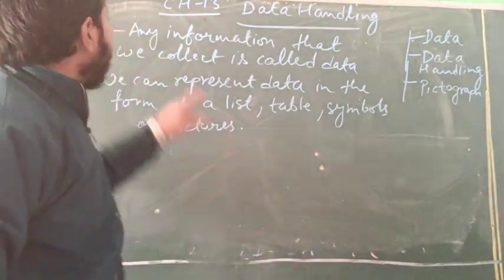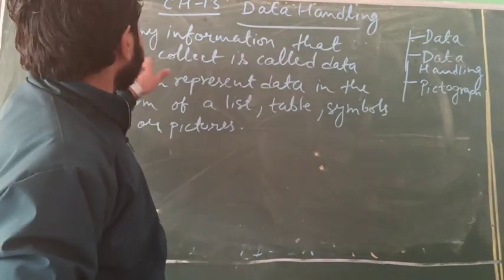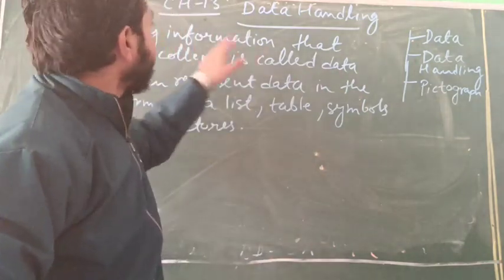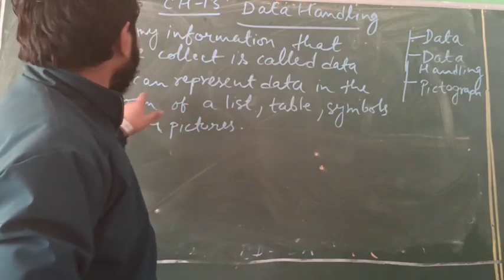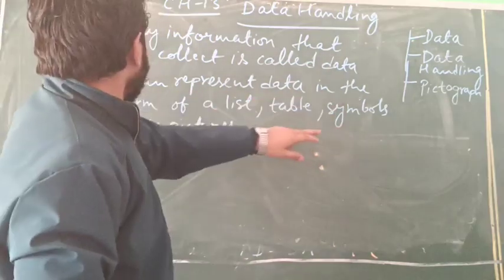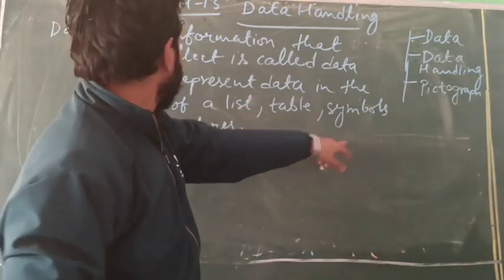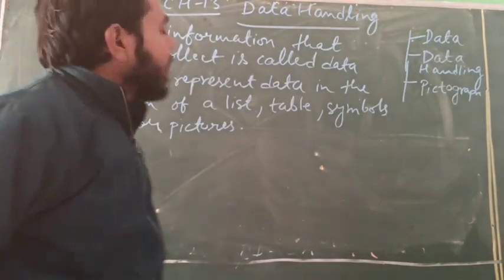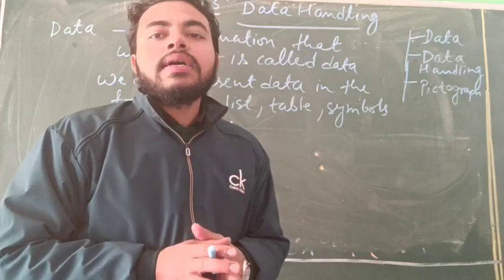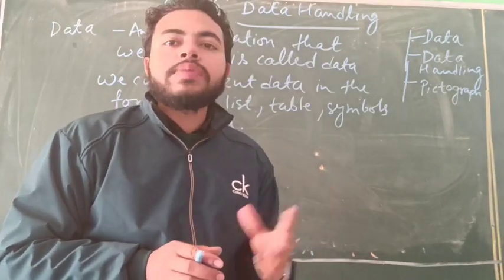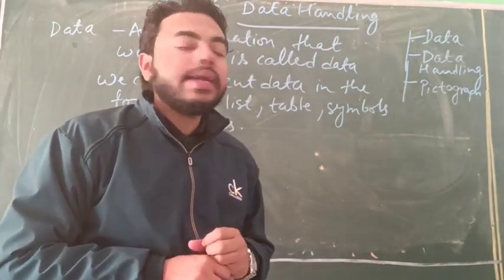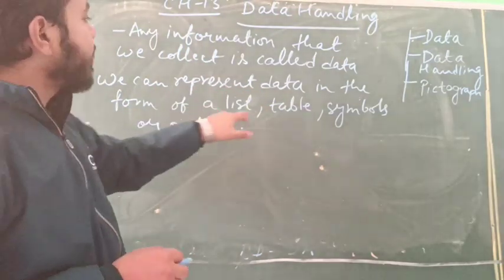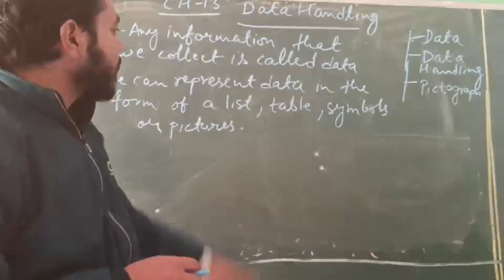Data: any information that we collect is called data. We can represent data in the form of a list, table, symbol or picture.